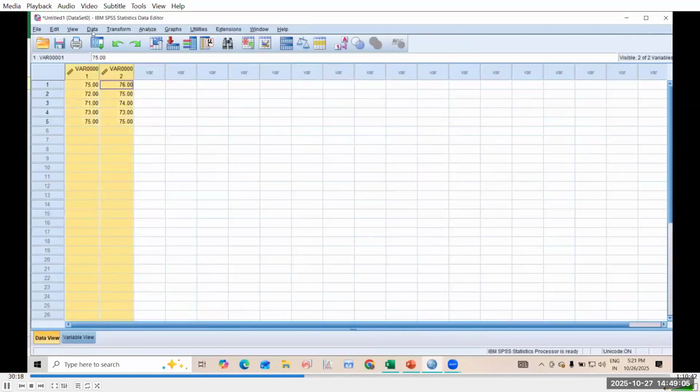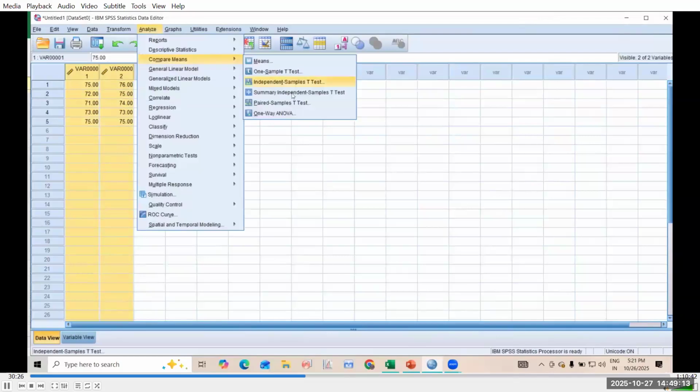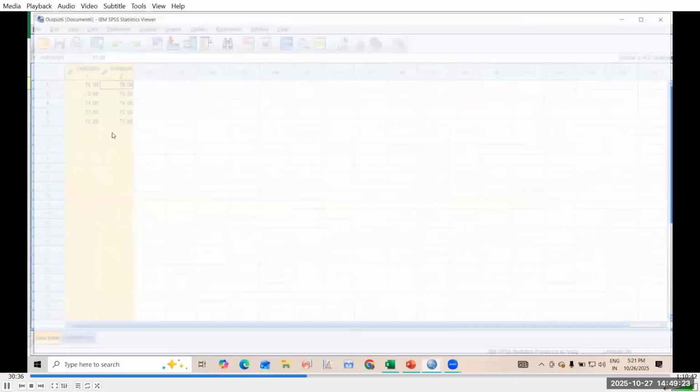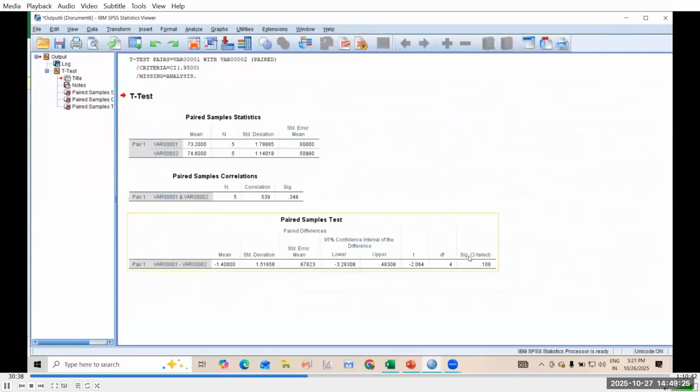We'll go for analysis, compare means, paired sample t-test. The same, variable 1 will be put in column 1 and variable 2 will be put in column 2. Click OK. Here you see the significance, or the p-value, is greater than 0.05. It means there is no significant difference between the means of moisture content of different types of cookie.